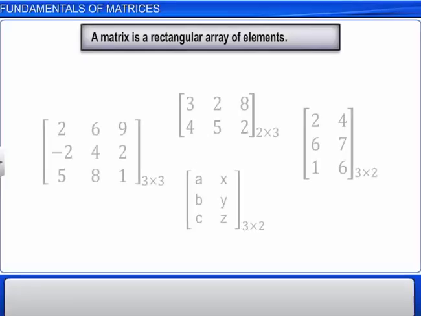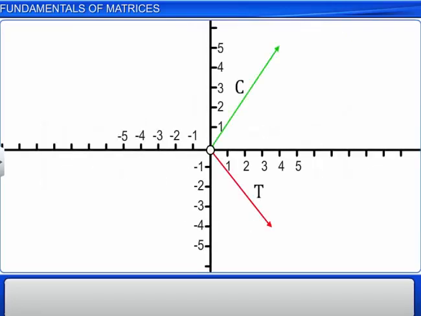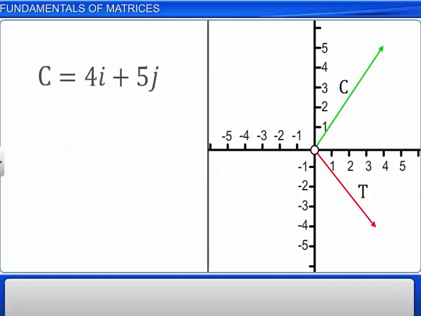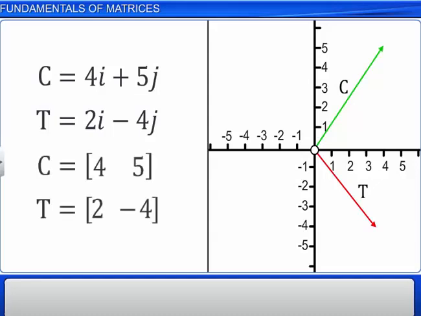A matrix is a rectangular array of elements. While there is no particular intuition, a matrix is a tool for computations. To understand this, let's consider vectors C and T on a plane. Vector C can be represented in vector form as shown. Vector T can be represented in vector form as shown. Alternatively, using matrix representation, we represent the vectors as shown.